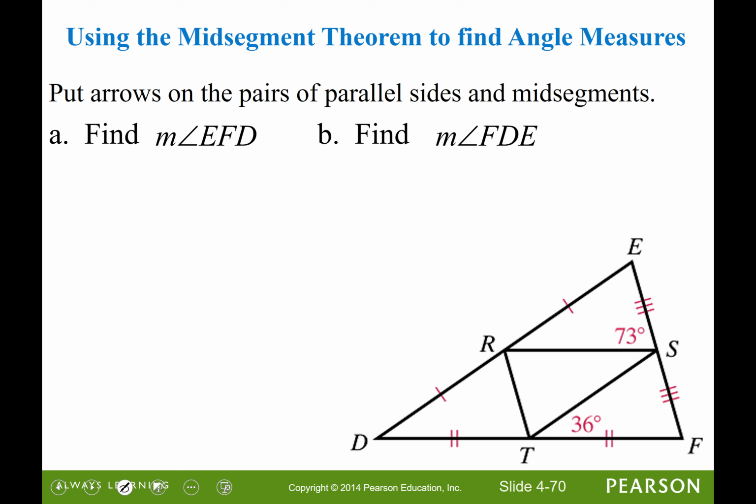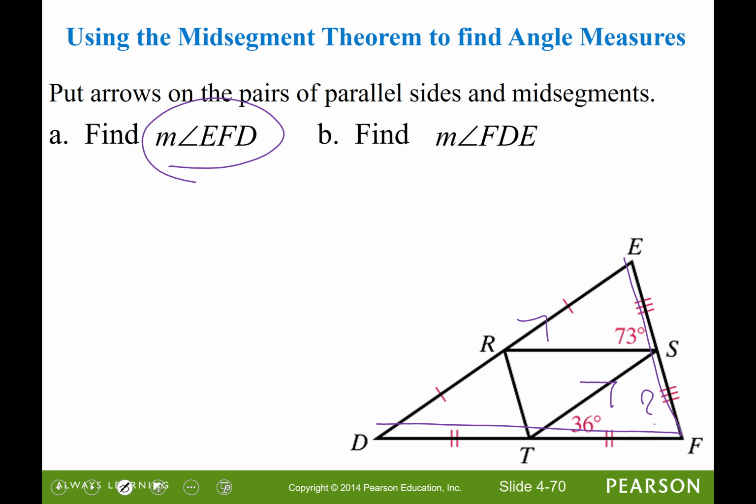All right, go ahead and put arrows on the pairs of parallel sides and midsegments, and then we're going to find angle EFD and FDE. Okay, so let's start with this first one. EFD. So we're being asked to find this right here. So we know that this midsegment is parallel to this line here.